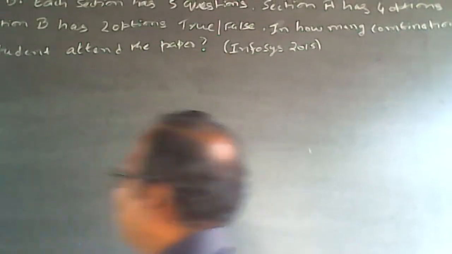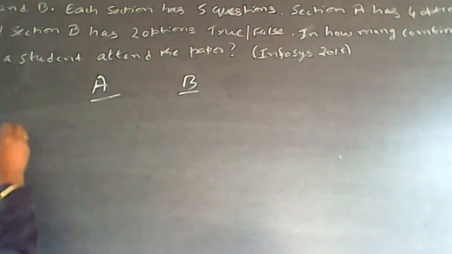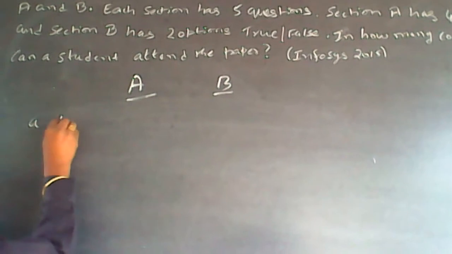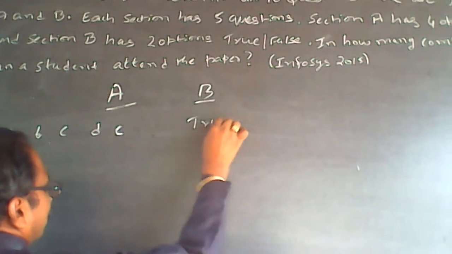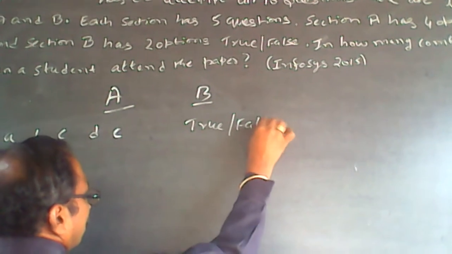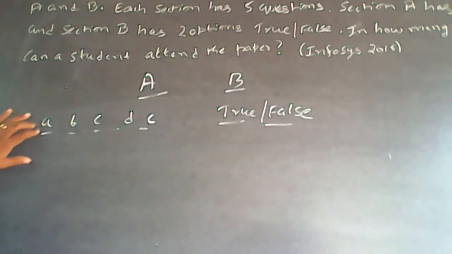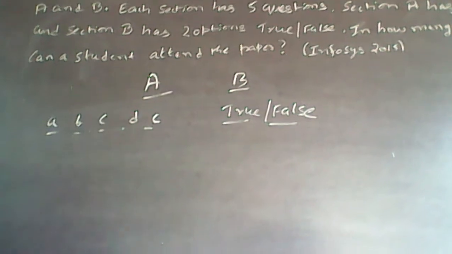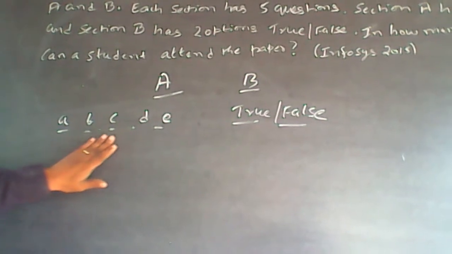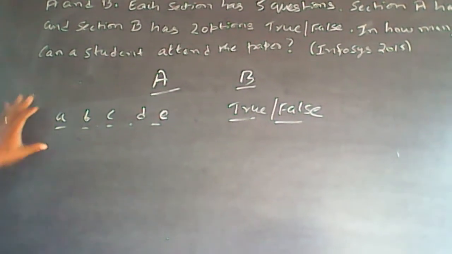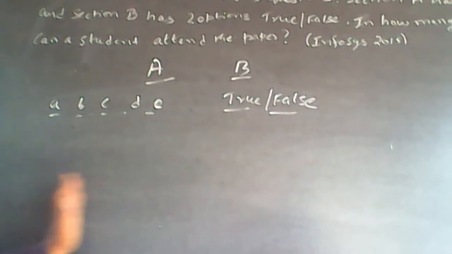See, there are two sections in the paper, A and B. This has got 5 questions, with options A, B, C, D, E. And this is true or false, two options, true or false. So, if a person can choose A option, B option, C option, D option, E option for any one of the questions. So, for each question, you have 5 attempts. If he is choosing A for the first one, then he has got 5 attempts for the second question, 5 attempts for the third question, 5 attempts for the fourth question, and 5 attempts for the fifth question.